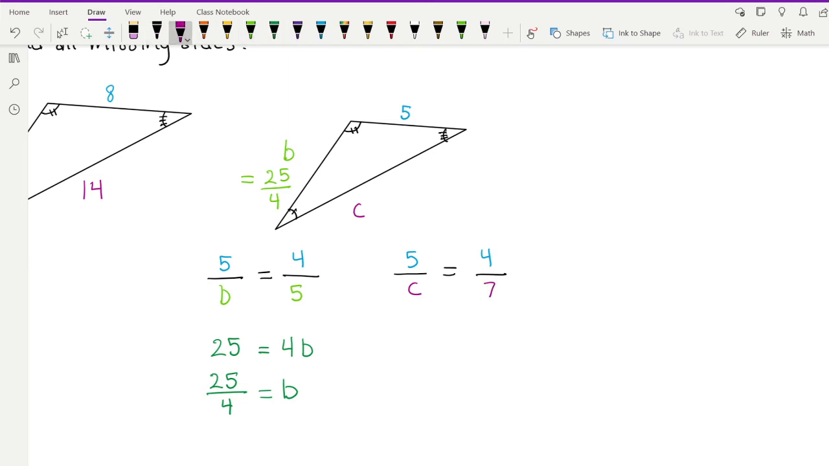And so now, again, like we did on the last one, we can cross multiply and we get 35 is equal to 4 times C. And so that tells us that 35 over 4 is equal to C. And so we found that side C was equal to 35 over 4. So yeah, that is similar triangles.